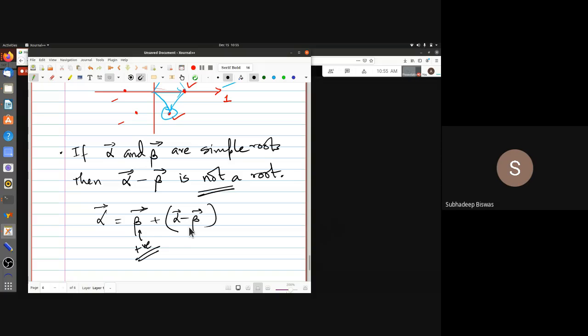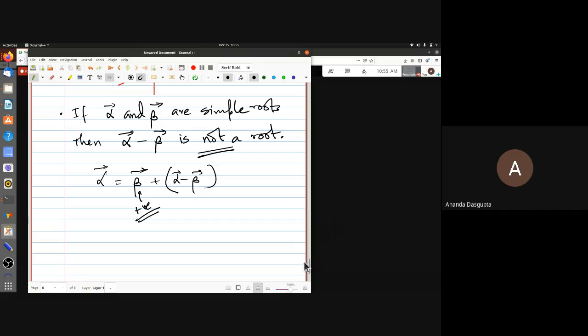It would have been a contradiction if alpha is greater than beta. True, but that's not always the case. So it seems like this is not necessarily a contradiction, because alpha minus beta may be negative. And then there's nothing wrong with a simple root being a sum of a positive root and a negative root. But there is a contradiction here. So that's what I'm asking you to spot. Where is the contradiction?